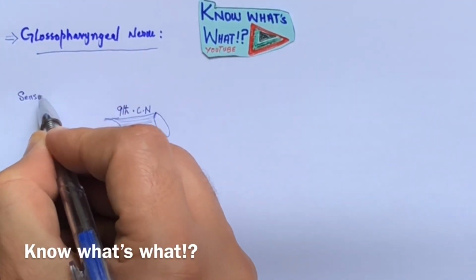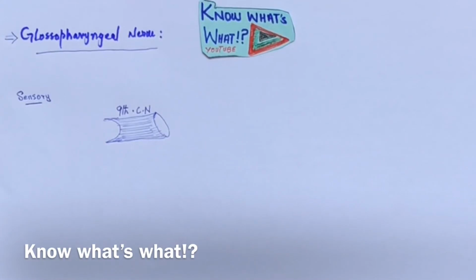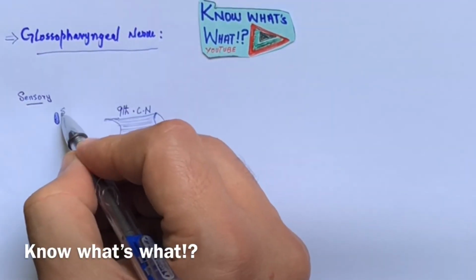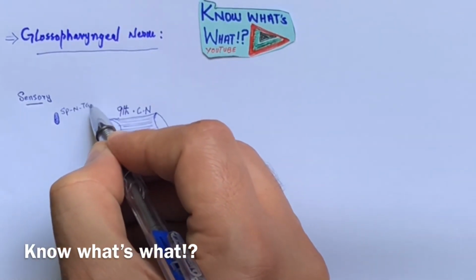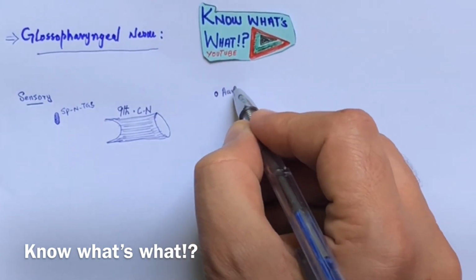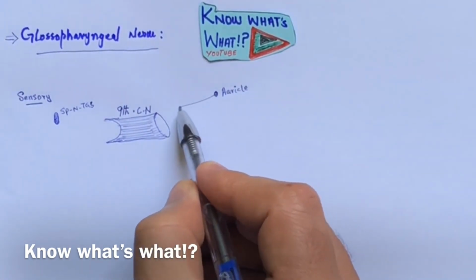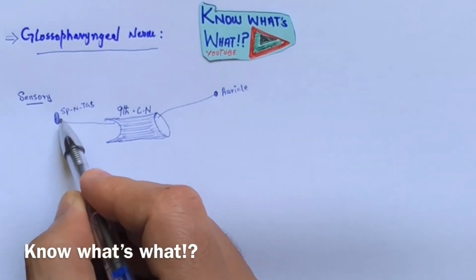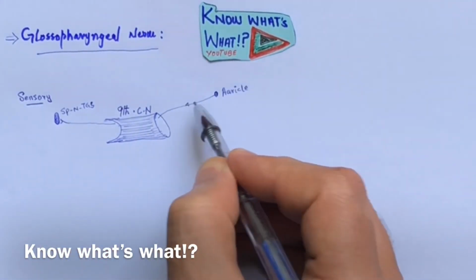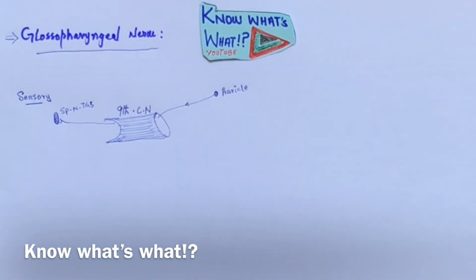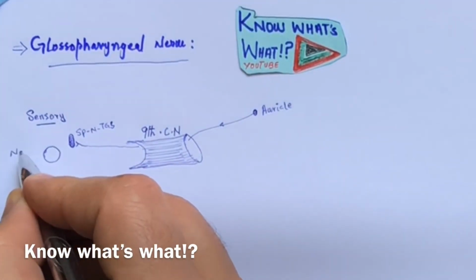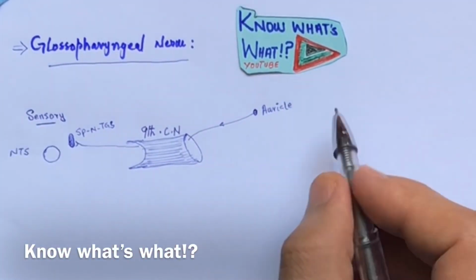So here we start with the sensory nuclei of fibers. Here is the spinal nucleus of the trigeminal system, and it will receive the fibers from the auricle, and the sensation from the auricle, like the pain, touch, and temperature, will be received by this nucleus. So these fibers are incoming fibers. They are sensory. And we'll look at another nucleus, the nucleus of tractus solitarius.